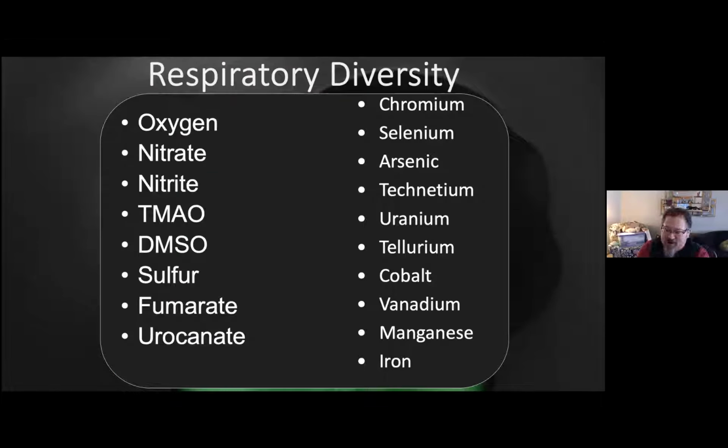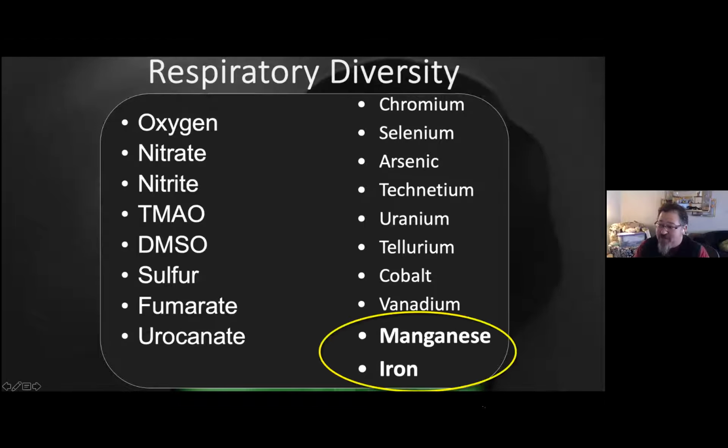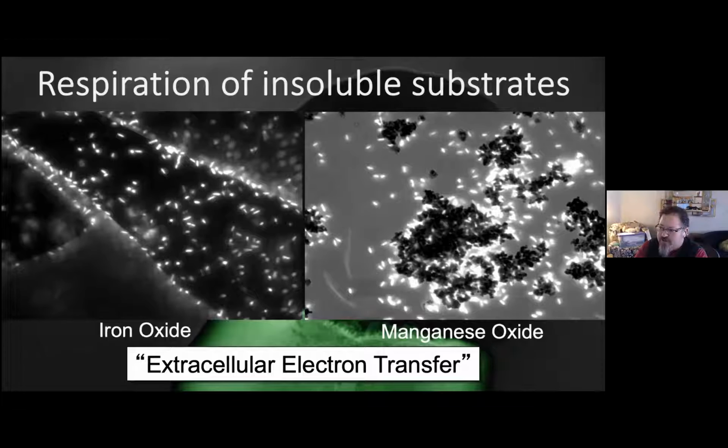Okay, so here's just a partial list of the respiratory diversity of what Shewanellas are known to be able to respire. So oxygen is on this list, and maybe a few of these things you're familiar with. But what really sets these guys apart, and what made their discovery back in the late 1980s, along with the parallel discovery of Geobacter with this metabolism, is their ability to respire iron and manganese, which at circumneutral pH in our aerobic world are insoluble oxide minerals.